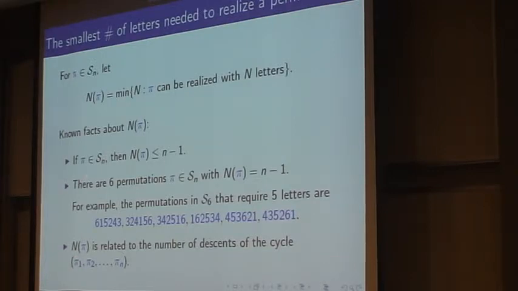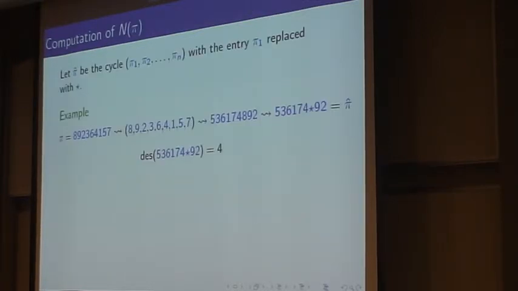So I'm taking pi in one line notation. It will be pi sub 1, pi sub 2, pi sub 3. But then I'm not writing it in one line notation, but as if it was a cycle. So some other permutation whose cycle notation looks like the one line notation of pi. And I'm going to tell you a little bit more about what that means. So I'm going to tell you how to compute n of pi.